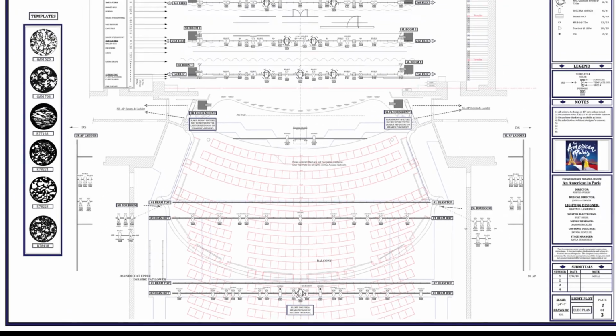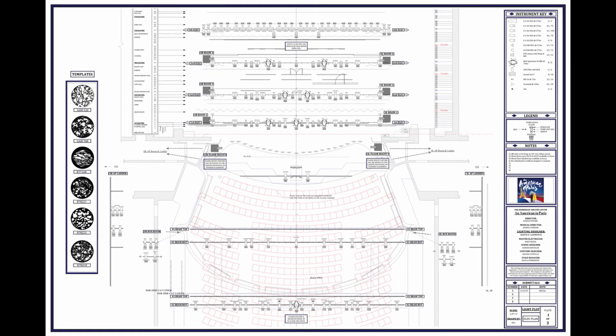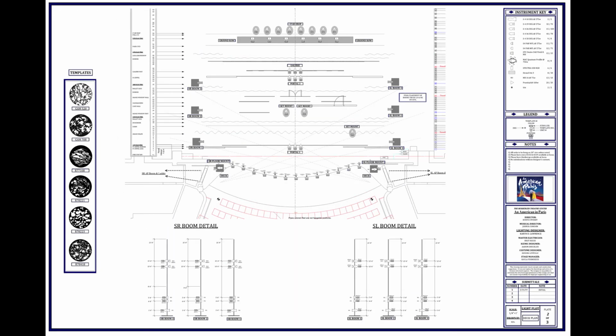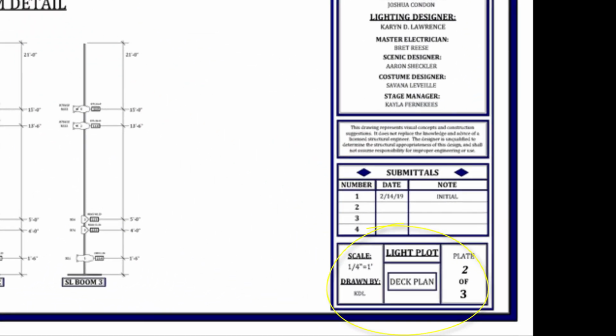Other things that you're going to see in this plot are things like your booms and your floor mounts, right? So you can see those fixture positions, but you don't actually see the lights that are hanging on those until you get to the next page of the light plot, okay? So if we go to page 2, now we have detail information about the booms. This is a deck plot, okay? And you can see that in her title block. It says deck plan down in the corner.